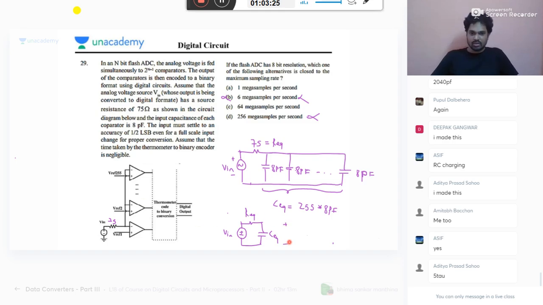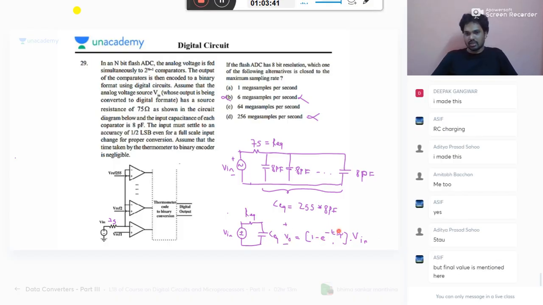So this is my V naught. What is the V naught formula? From networks knowledge, 1 minus e power minus t by tau into V. This is the voltage across the capacitor formula for any RC circuit. The final value is the input only. Is it clear? This is the equation. Up to this, is it clear to everybody? Then we'll move to the question.